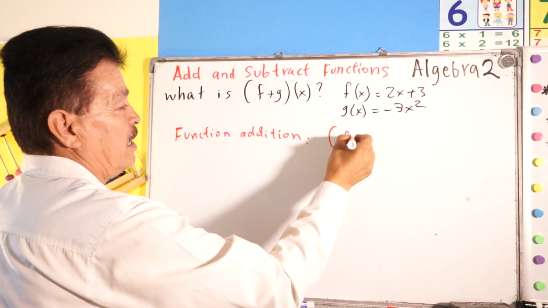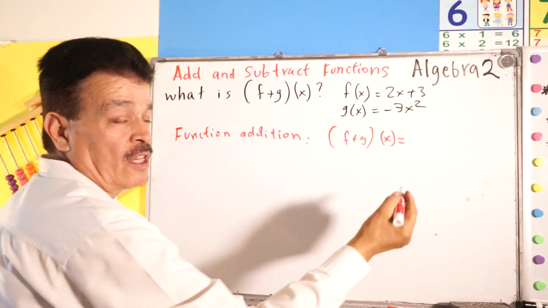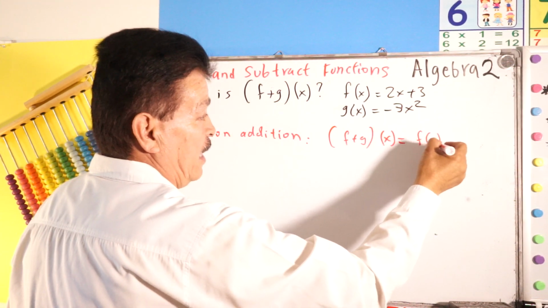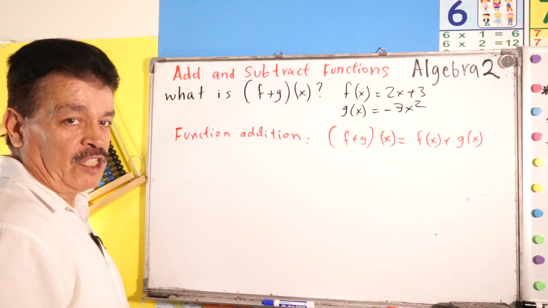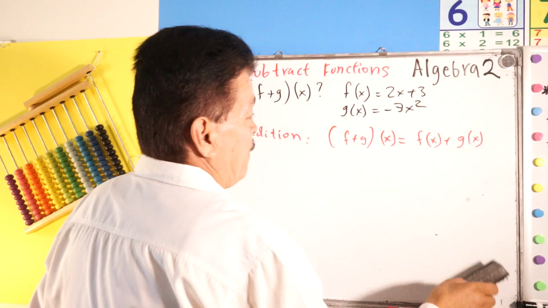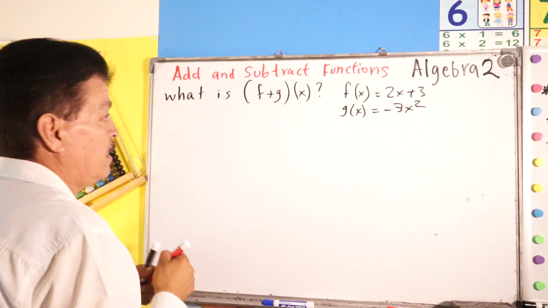is like this: f plus g of x is equal to f of x plus g of x. So that's it. Very simple. All right. Let's try to solve our problem then. So solve.